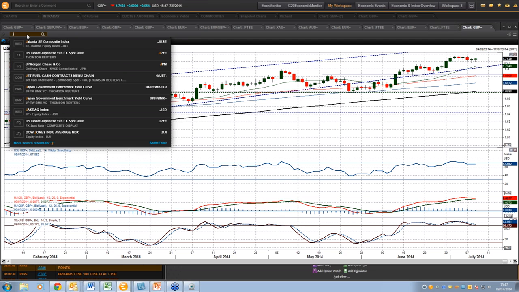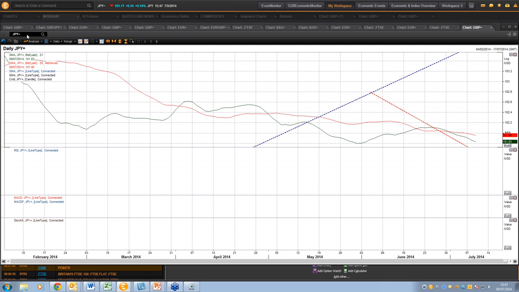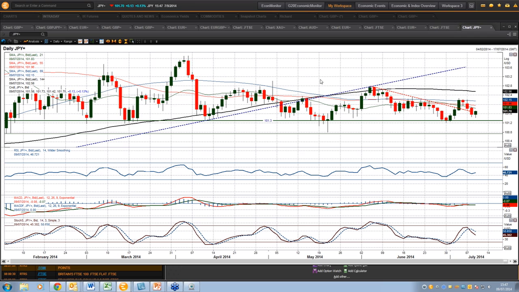Now, the one that I hate more than all of them is dollar yen, because it has basically been doing nothing for months, and I will show you.